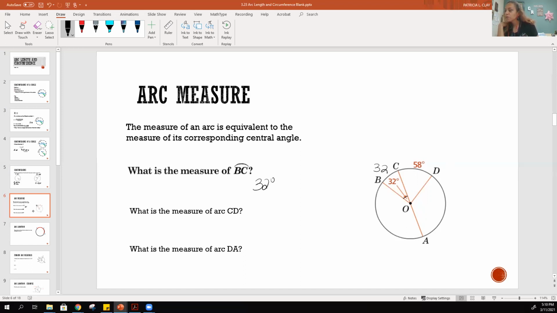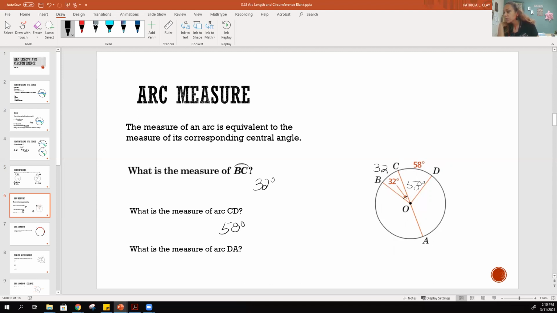All right. Well, look at this one. This one gives us the measure. Well, we know that these two are linked. So this one is 58, right? And find the arc of DA.